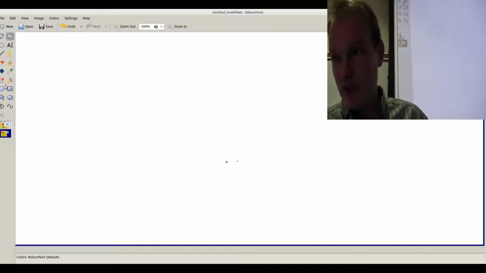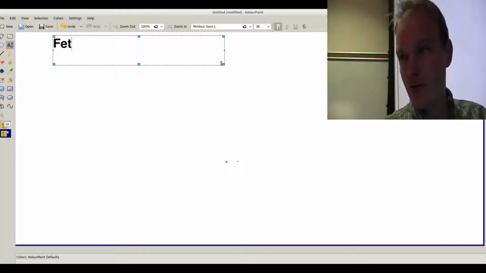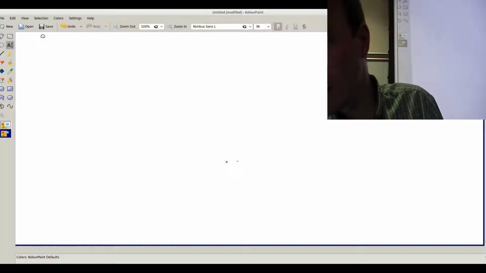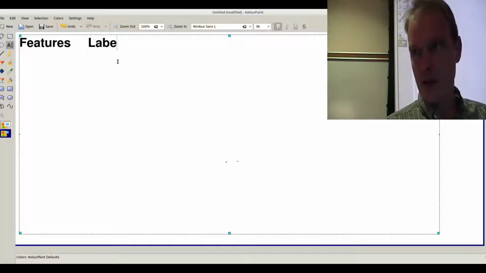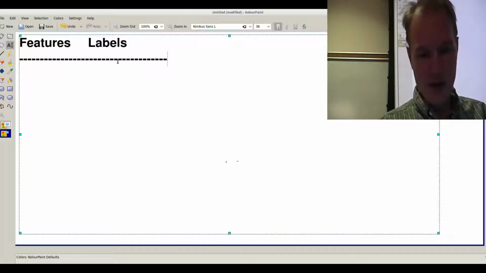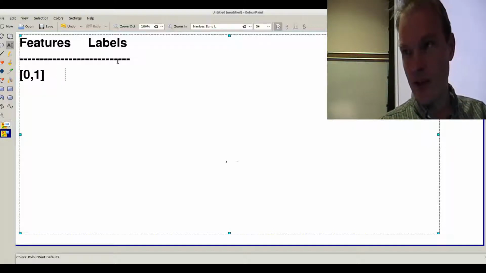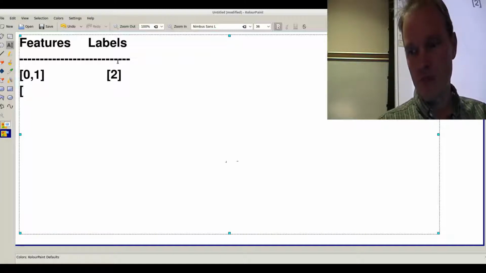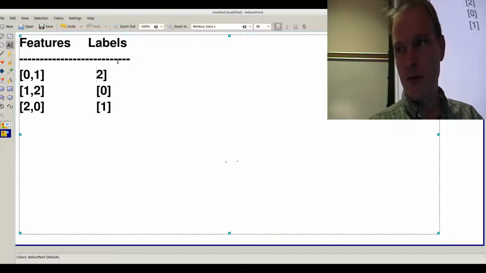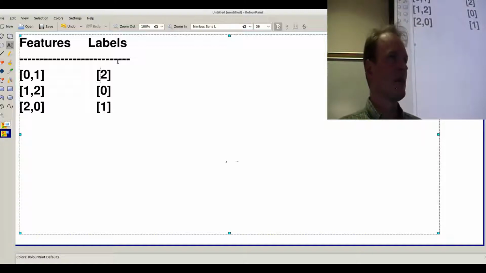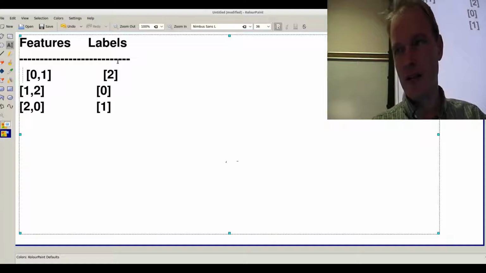Let's do OLS. Let's suppose we have some data. I think I'll do this mostly in text mode. We're going to have some features and some labels. Let's suppose our features look like this. 0, 1 maps to 2. 1, 2 maps to the label vector of 0, and 2, 0 maps to the label vector of 1. There's some data, right? I mean, you can't argue with that. It is data.